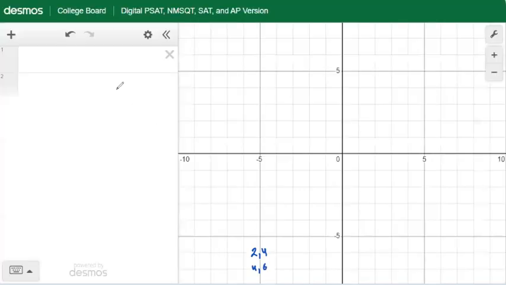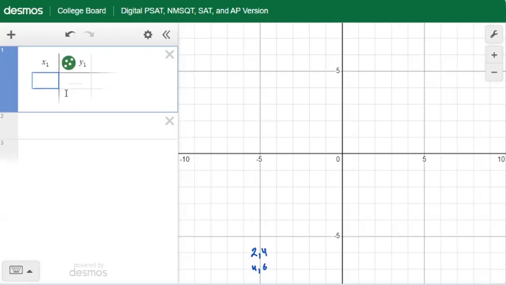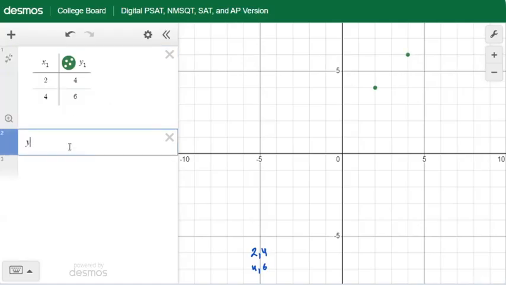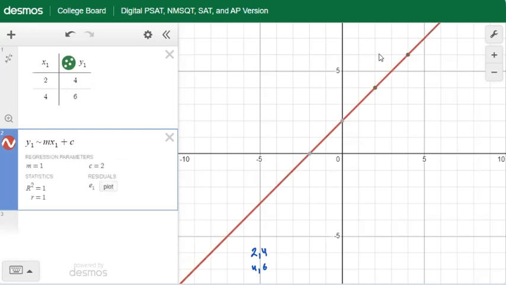I'm going towards Desmos, inserting the table menu, writing the points 2, 4, and 4, 6, and then doing the regression, that is y1 tilde mx1 plus c. You will see that the value of m over here is 1 and the value of c is 2.